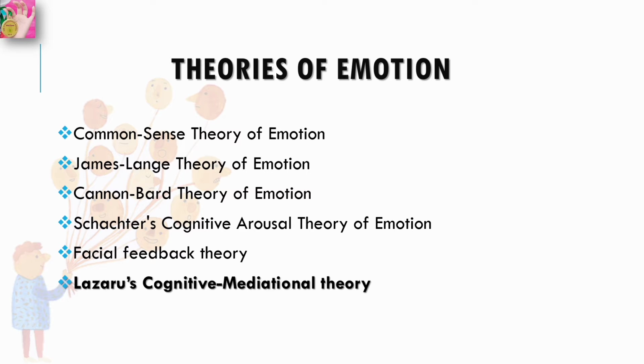So far we have covered the common sense theory of emotion in part 10. And then we learned about the James-Lange theory of emotion. After that, we learned about the Cannon-Bard theory of emotion. And after that, we learned about Schachter's cognitive arousal theory of emotion. And after that, we learned about the facial feedback theory.